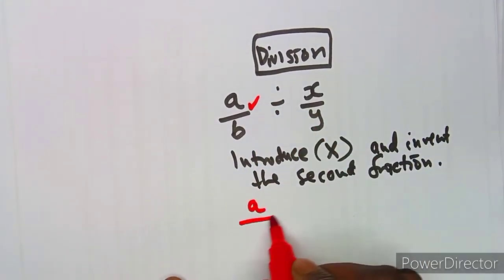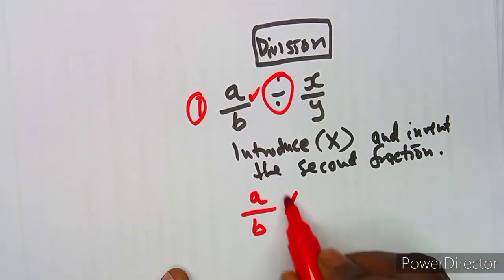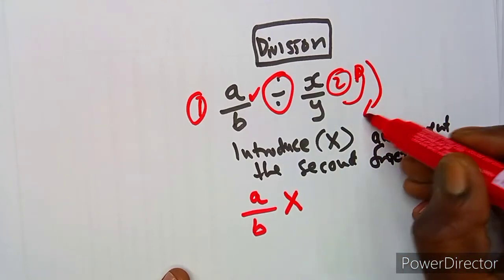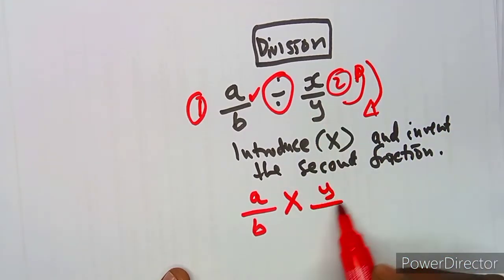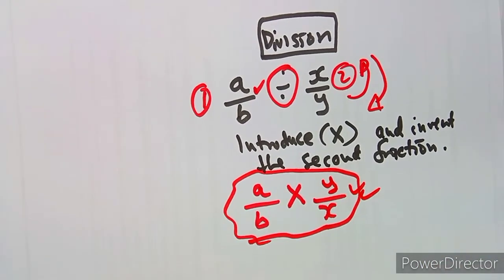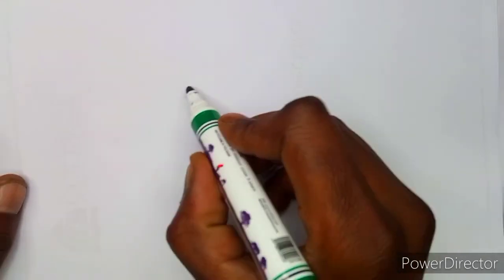So a over b is just going to remain as it is, because that's my first fraction. The moment I introduce a multiplication, this is my second fraction, so I'm going to interchange like this. So this is going to be y over x. Whenever you introduce a multiplication, the second fraction is going to change like that. Just interchange those terms that you'll be given there. That's the concept, guys. All right, just like this question here, let's quickly rush through this question. Someone can maybe learn something here.